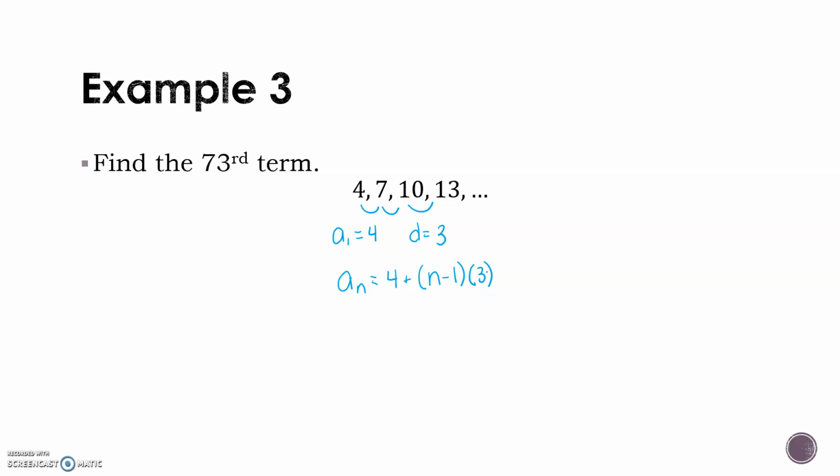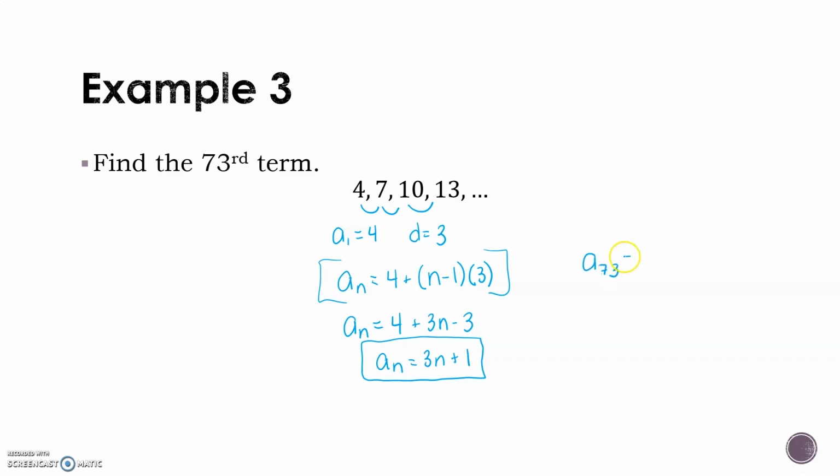Now, some people will say, can I just leave it like this in this format and plug in 73? And the answer is yes. You just have more steps to go through in terms of using the order of operations. And that's why I like to simplify it a little bit further up here. So I'm going to get 4 plus 3n minus 3. A sub n equals 3n plus 1. And you could put 1 plus 3n, it doesn't matter. I just like my variable to go first. So I like this formula just because I think it looks cleaner and it makes it go a lot faster when I substitute in 73.